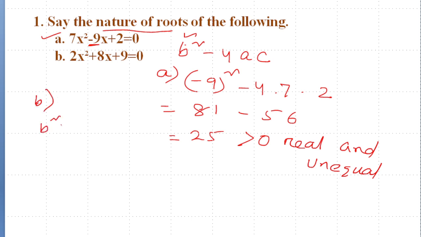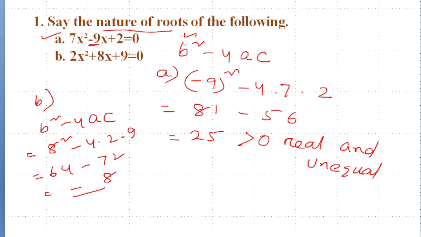Here also b square minus 4ac, which is equals to 8 square minus 4 into 2 into 9, which is equals to 64 minus 72, which is equals to minus 8. See students, this is less than 0. So this is clearly telling that the roots will be imaginary. Got it? This is the nature.